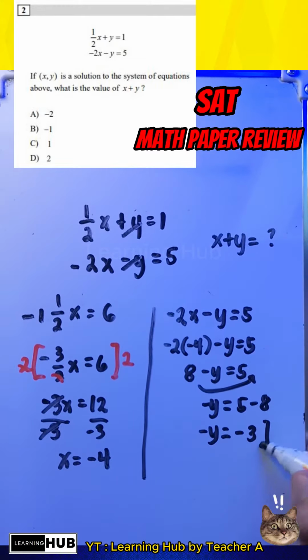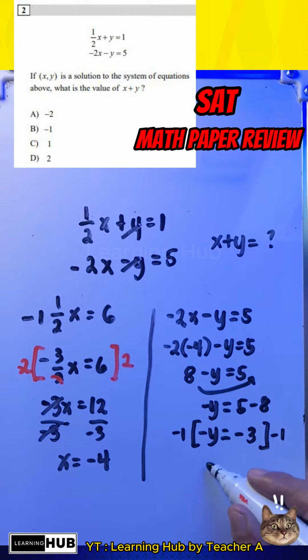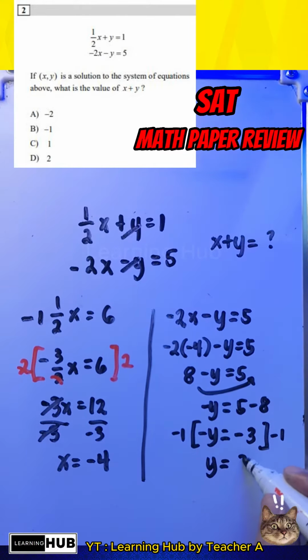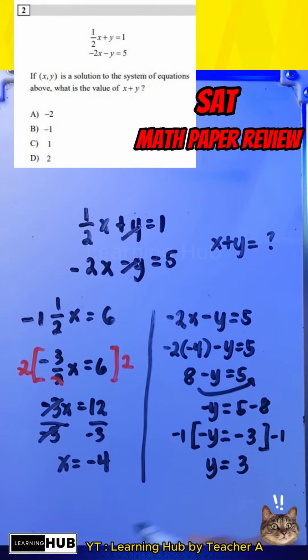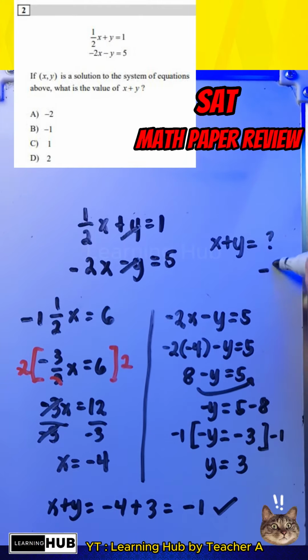Since it is negative, we are going to multiply both sides by negative 1 to make it positive. Our y equals 3. So our expression x plus y is negative 4 plus 3, that is negative 1. So the answer is negative 1.